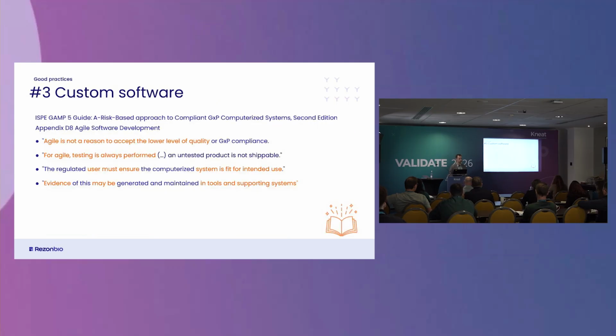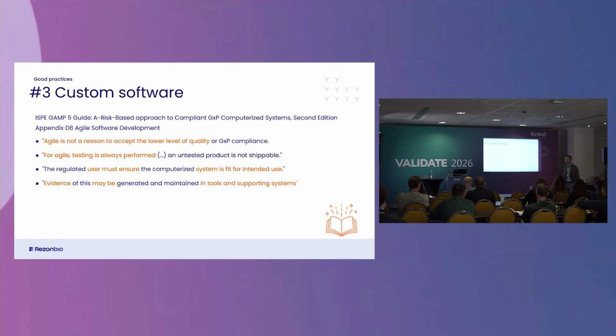Okay, another challenge, custom software. What can we find in guidebooks? Agile is not a reason to accept a lower level of quality. Then for Agile, testing is always performed. The user must ensure the system is fit for intended use. Evidence may be in tools and supporting systems.